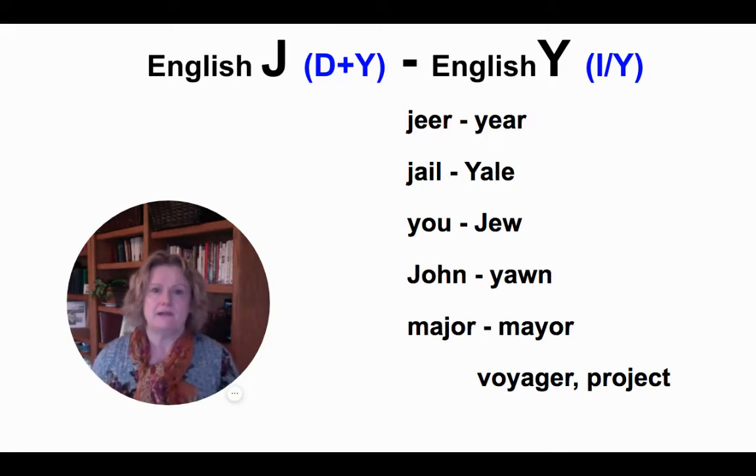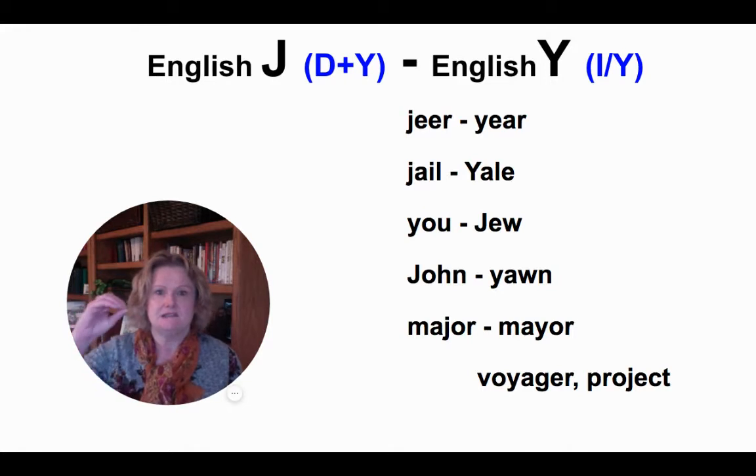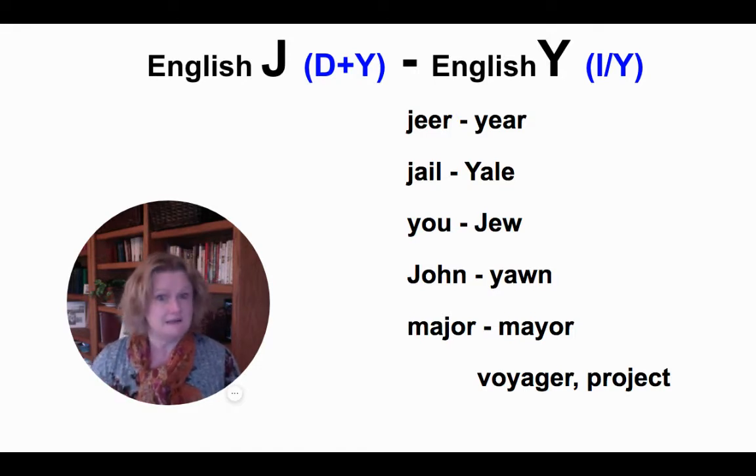So if you compare these two sounds, J, you start with a stop sound, J, and actually that Y at the end of J is how we pronounce a Y in English. And that is a continuing sound, there's no stopping.